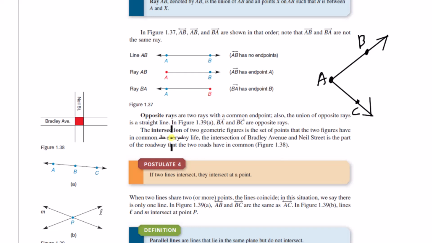Okay, the intersection of two geometric figures is the set of points that the two figures have in common. In everyday life, the intersection of Bradley Avenue and Neal Street is part of the roadway. Yeah, so I don't know if I like that example too much.